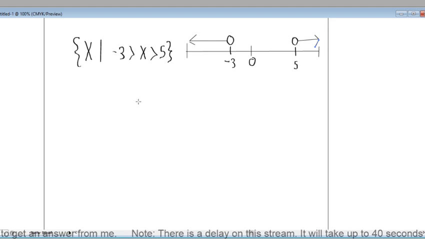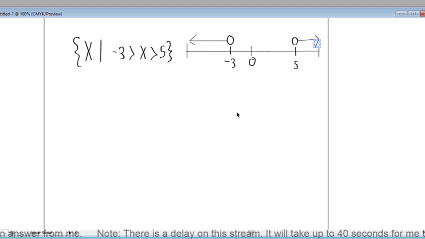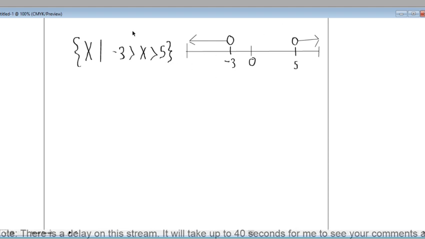So that's what our solution looks like. We don't get a single line. We actually have two lines. Another way of looking at this is that we start at negative infinity, go all the way up to negative 3, then make this jump over all these numbers, land on 5, and keep going into positive infinity. So this solution is saying that we can't be anything between these two.